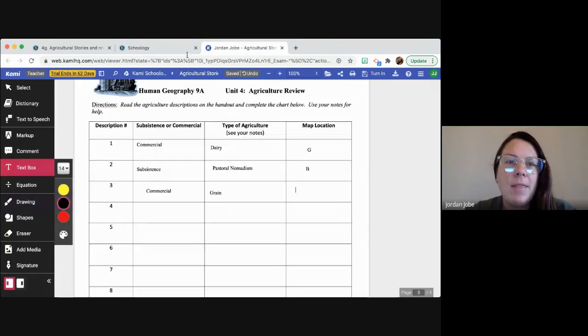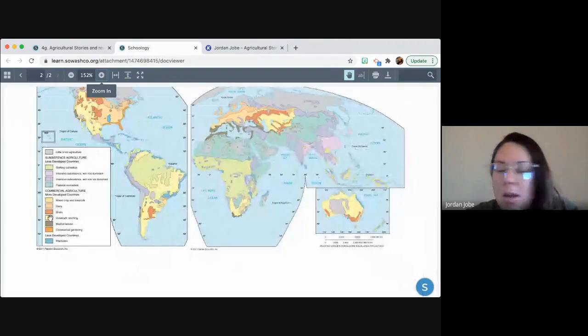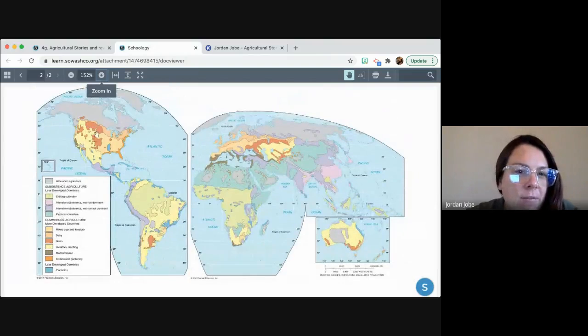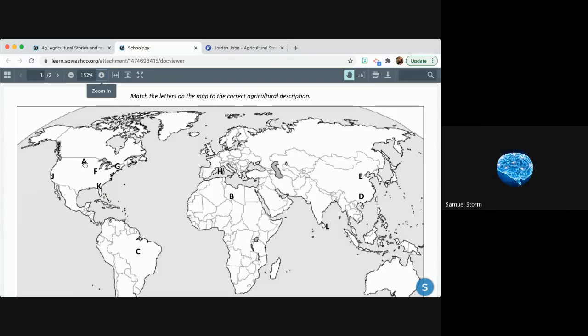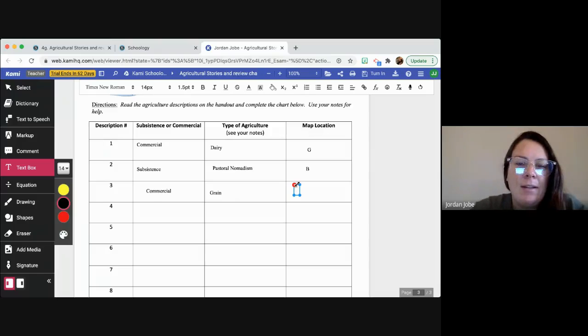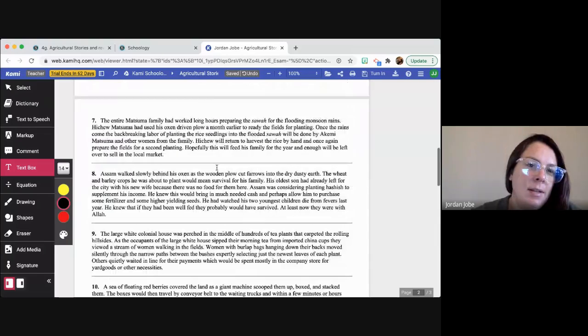And now to go look at the map location. Okay, so grain farming is this orange color, right? So we have grain farming kind of here along the Great Plains region, and then also a little bit in Europe. So if we take a look at this map, and we were talking about like here, but there's nothing there. Otherwise here, what letter corresponds? A. Okay, so I would put the letter A. Then I would continue right along. Take a look at number 4.